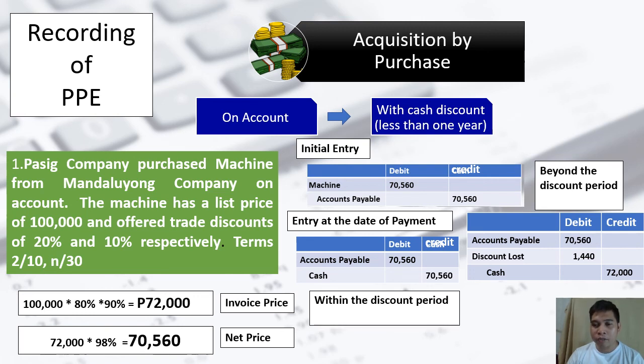Remember, discount loss account is not a purchase discount. So ano po yan? Considered siya as kahilera ng ating mga interest expense. So considered siya as finance charges.